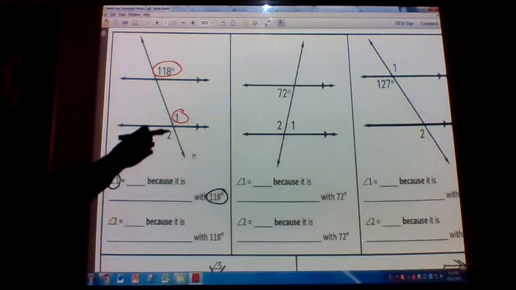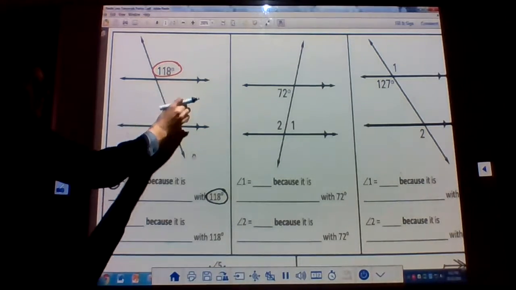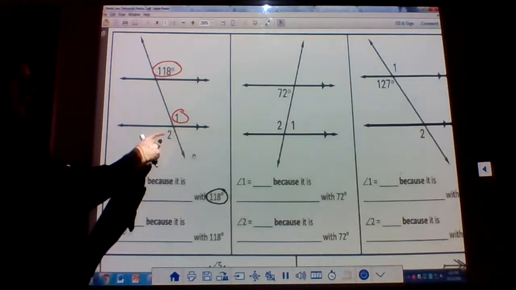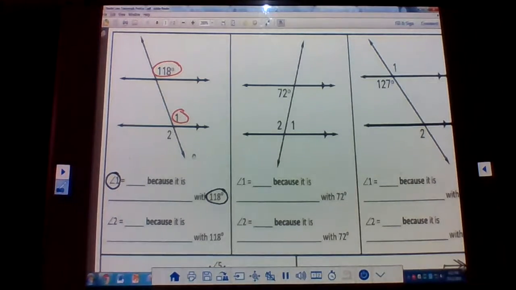We have same side interior, which would be these two. They'd be inside the 2 lines and on the same side of the transversal. And then alternate exterior would be like 118 and 2. Alternate sides of the transversal and outside of the 2 parallel lines.